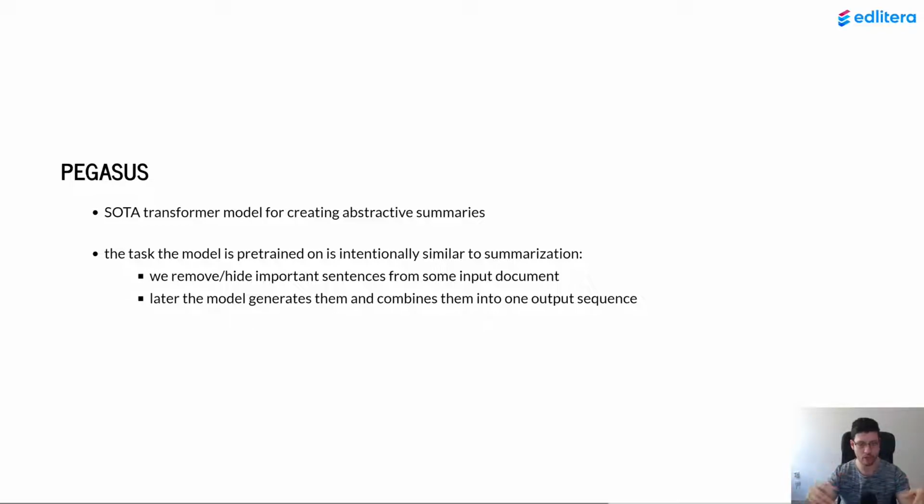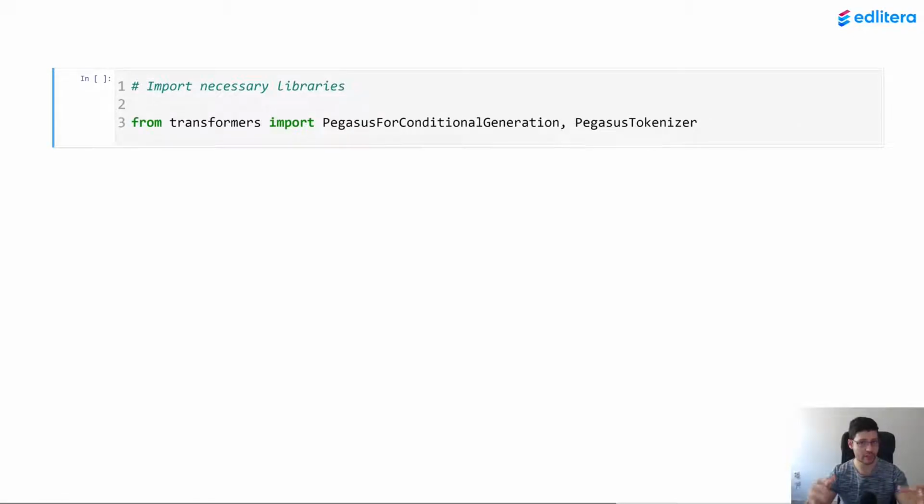Now, what the model tries to do is generate those sentences and combine them into one output sequence, which means it tries to guess what the second sentence is, what the fourth sentence is, and what the sixth sentence is. Because the model is not perfect, it can't guess the sentence exactly. However, it gets the general idea that the sentence is trying to convey. So it creates an abstractive summary, a summary that's made out of sentences that are not present in the original document.